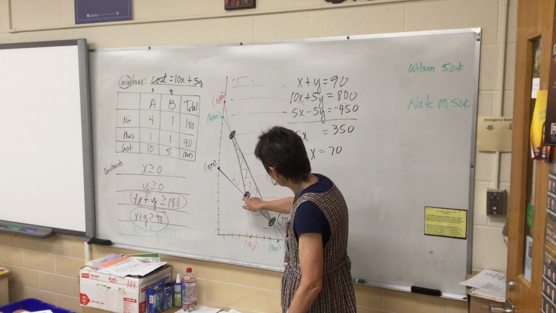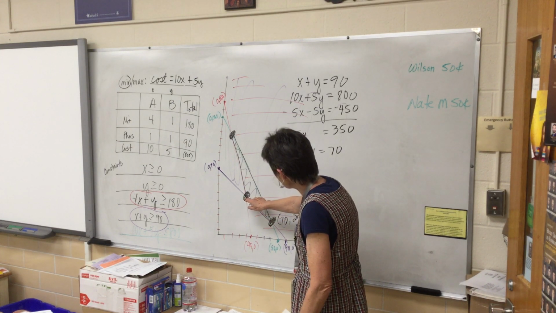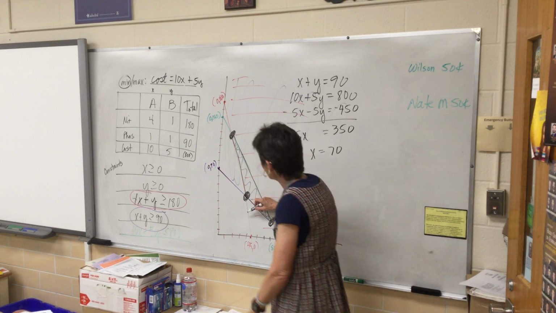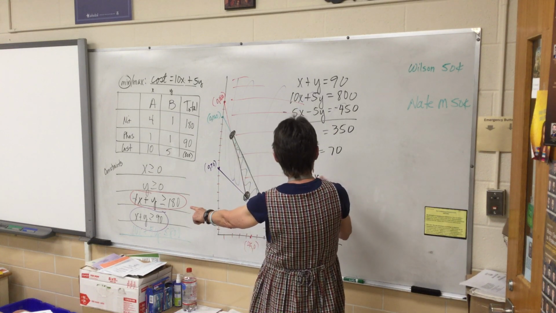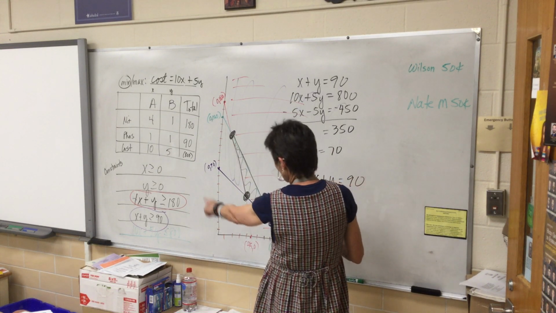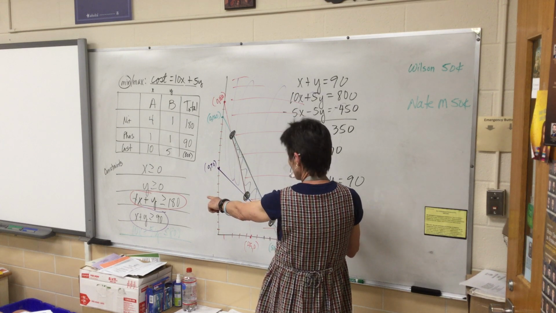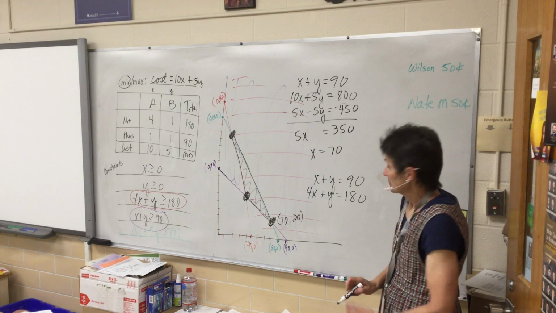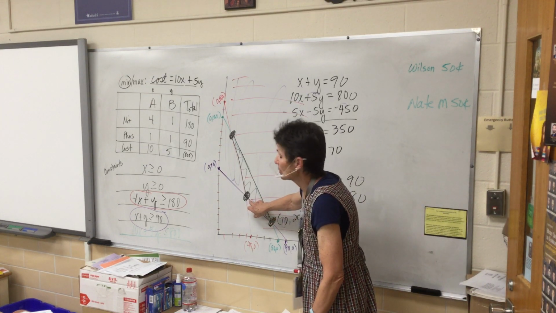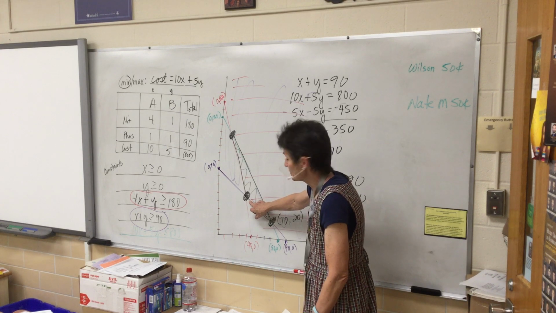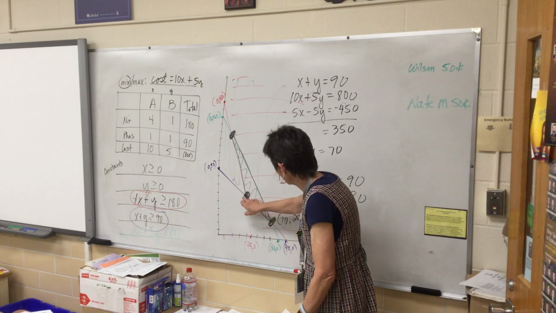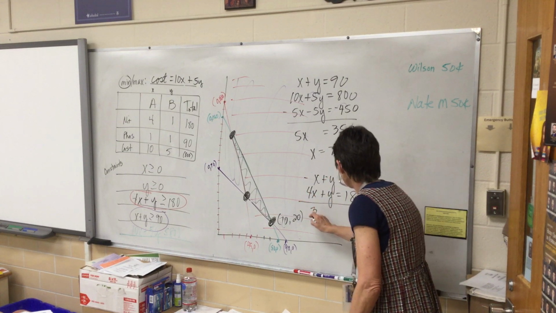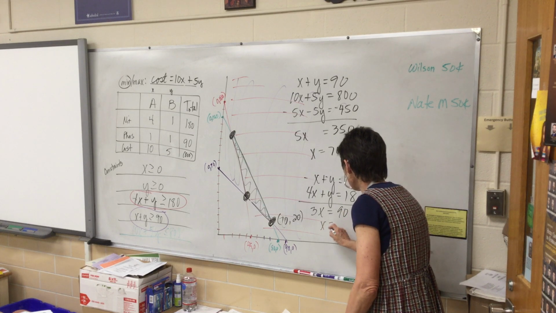Now we'll come over here, and this one is the intersection of purple and red. So I'm going to do the same thing. Purple is x plus y equals 90, and red is 4x plus y equals 180. It's nice to use colors. You don't have to, but it helps here. So I've got red and purple coming together there. I'll multiply through by a negative, and it looks like 3x equals 90, so x is 30.